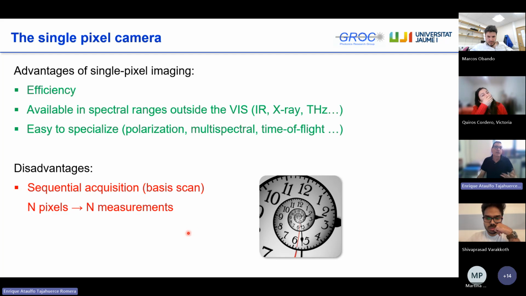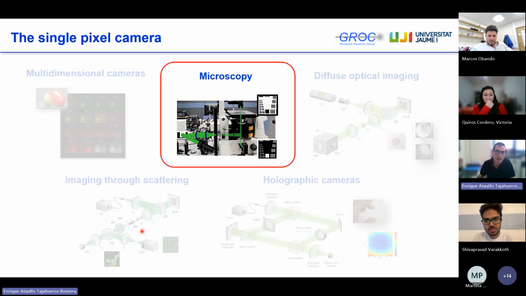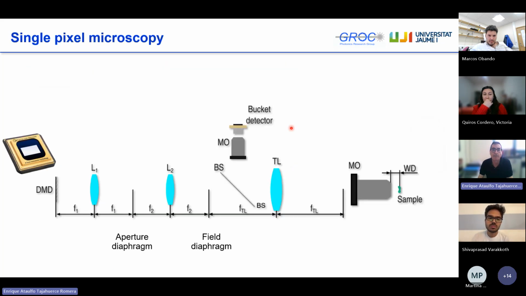The main problem of the technique is that we need time because we have a sequential acquisition. But this can be compensated with compressive sensing approaches or other methods. We have been working on many applications over the last years, such as holography, imaging through scattering, or diffuse optical imaging. Today, I would like to focus on microscopy applications because this is also our main subject in the CONcISE project. Almost all our setups are based on the same structure, as you can see here.